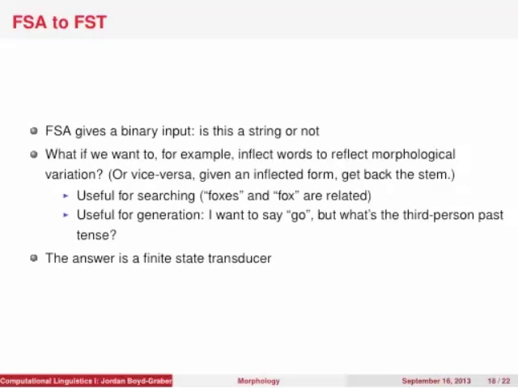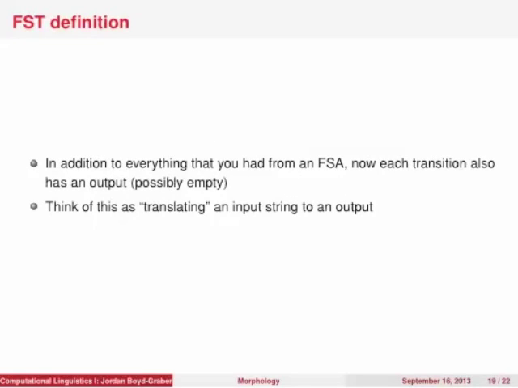So for example, if you have the word go, but you want the third person past tense of that word, you can throw that into a finite state transducer. All that we have to do to turn finite state automata into finite state transducers is, for the edges, add an additional output for each edge. This is clear with an example.